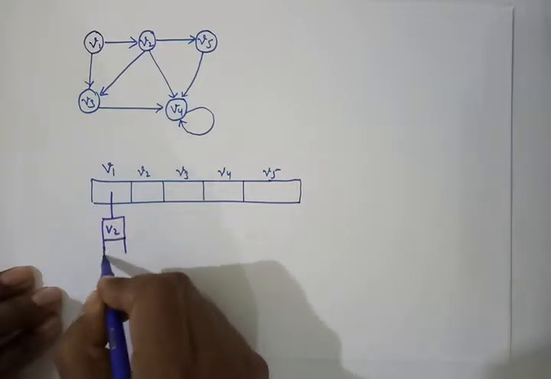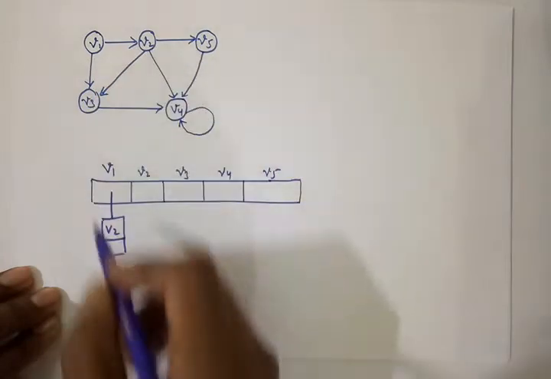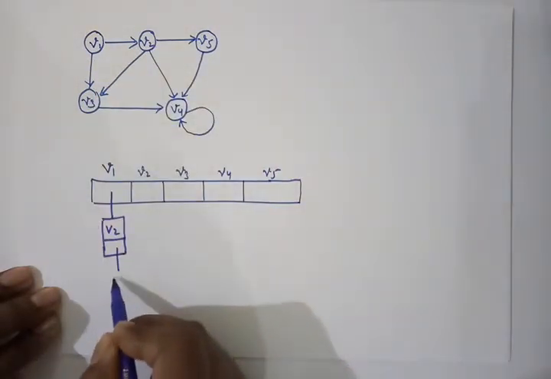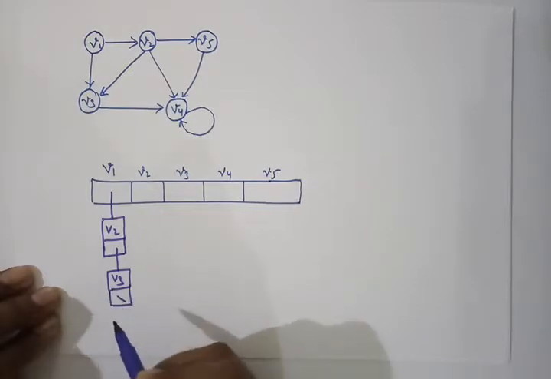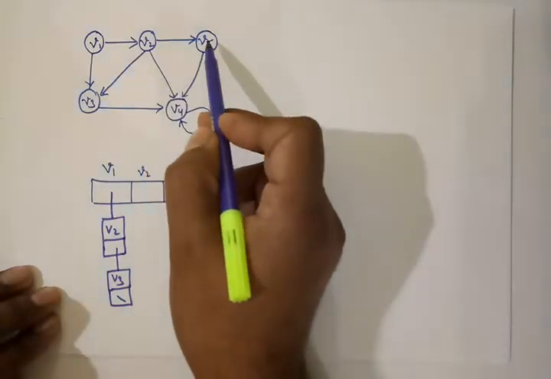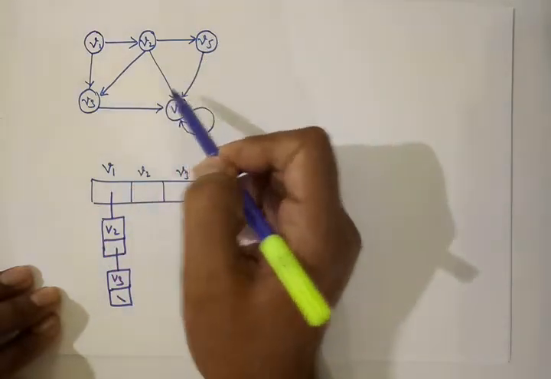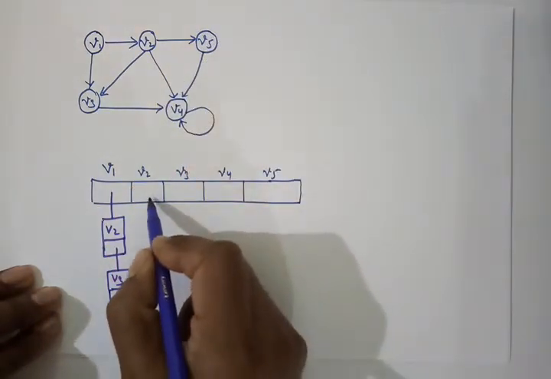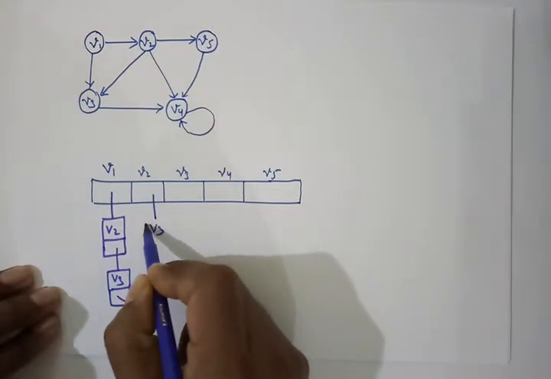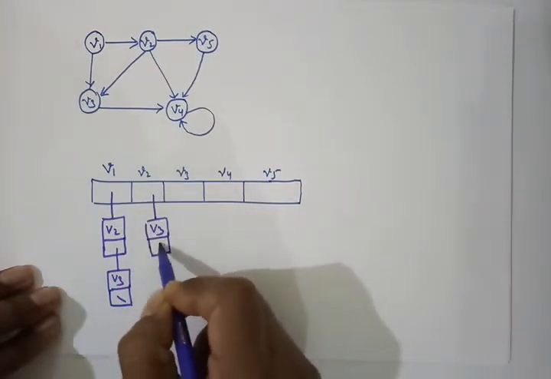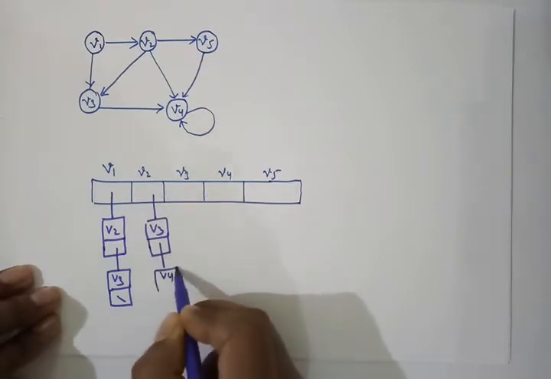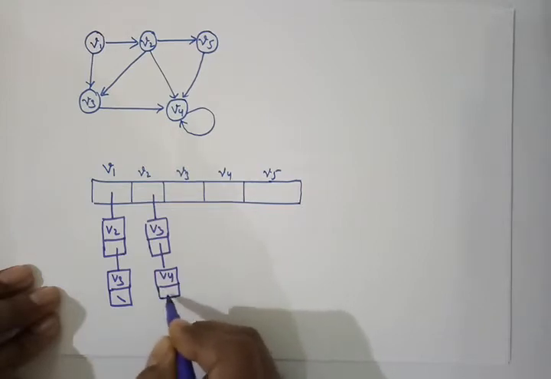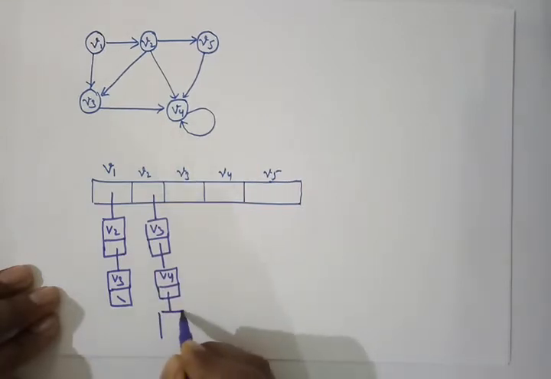From V2, after V2 we can take V3. From V2 we can move to either V5, V3 or V4. So I am taking V3 first. So here is our V3. After V3 we are moving to V4. So V4 next. After V4 I am taking V5 and finally a null pointer.